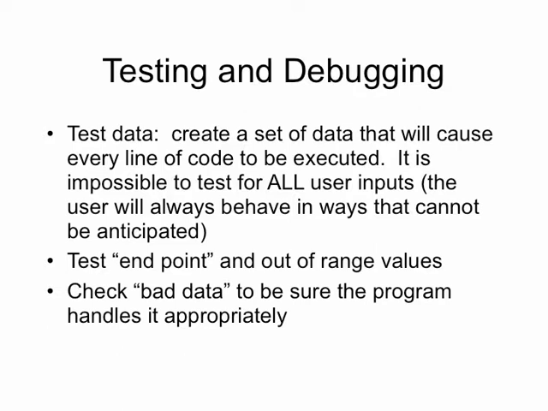You should test endpoints. So where are your decision points? In your if statements, test for values that are below your decision point, at your decision point, and above your decision point. Check for out of range values. What happens when you enter a value that's out of range? Check bad data to make sure the program handles it appropriately. And be sure that your set of test data tests all lines of code.